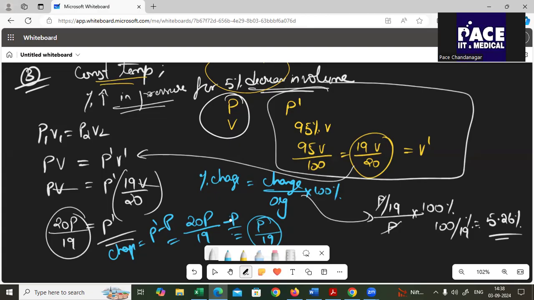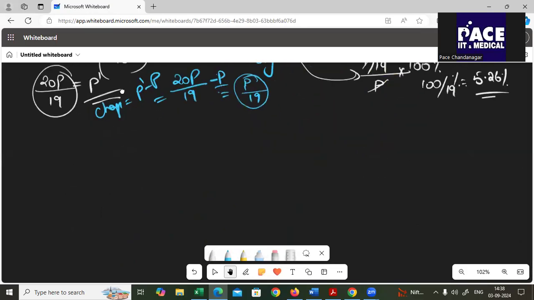Change in the pressure asked of you. So first bring out the change, which means P2 minus P1 or P dash minus P, the final pressure minus the initial pressure. Then that divided by the original pressure you will do. All right. So that would be question number 3 here. Next, moving on to question number 4.